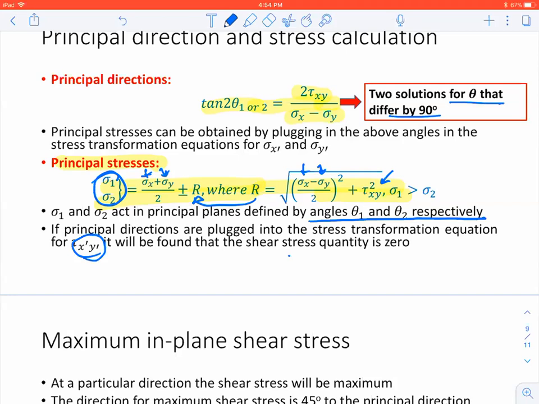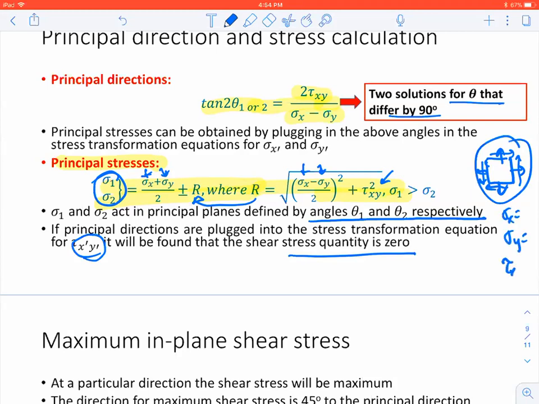All right. So usually in a problem, they're going to give you a stress element like this. They will give you the values that are acting on this stress element. From there, you should know how much is your sigma x, sigma y, tau xy. Now, if you plug these values in this equation, you're going to get sigma 1 and 2. And if you plug these in here, you're going to get theta 1 and 2.